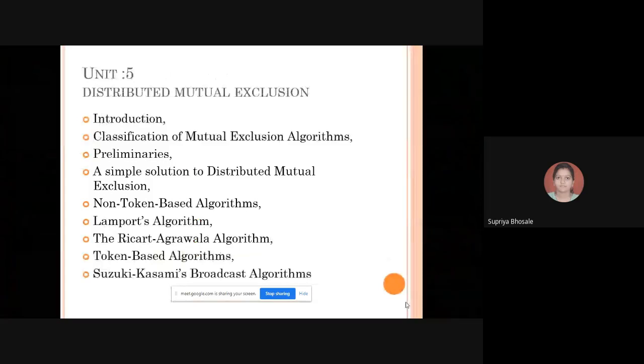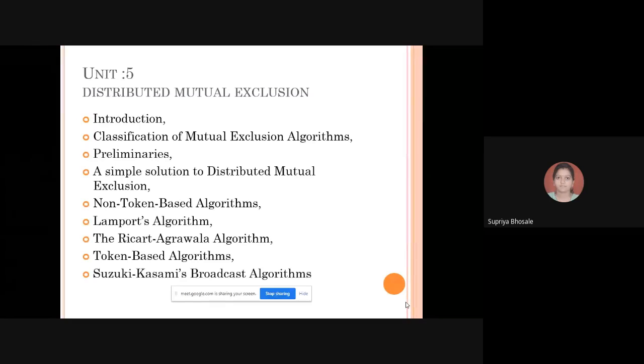Okay, good afternoon, everyone. So today we will start with the first unit of the second section, that is distributed mutual exclusion. In our previous topic, we have seen what exactly mutual exclusion is, and we have seen a couple of algorithms related to that. Those can again be referred to in this topic for reference purposes.